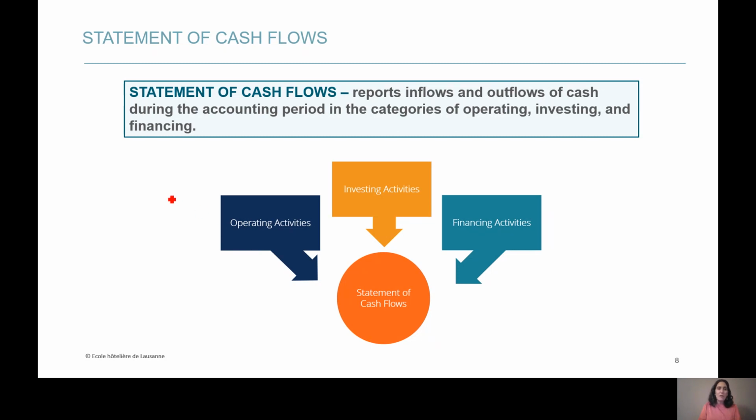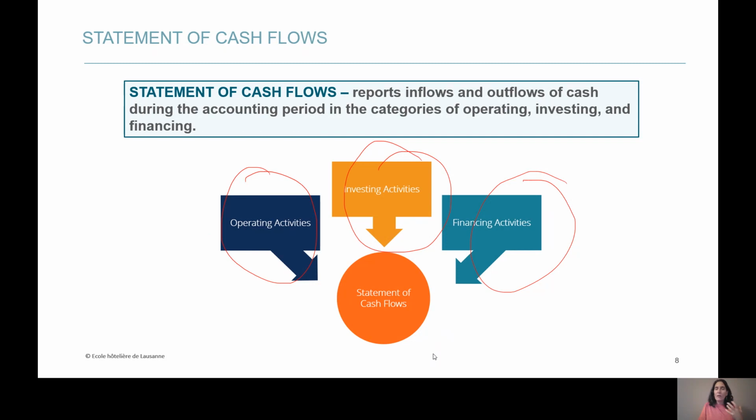You have, first of all, the operating activities section. You have the investing activities section, and you have the financing activities section. These three sections constitute the statement of cash flow. So whenever the company uses money or receives money, and these cash flows are related to its operating activities, they will appear in the first section, the operating activities section. I call it the O section.